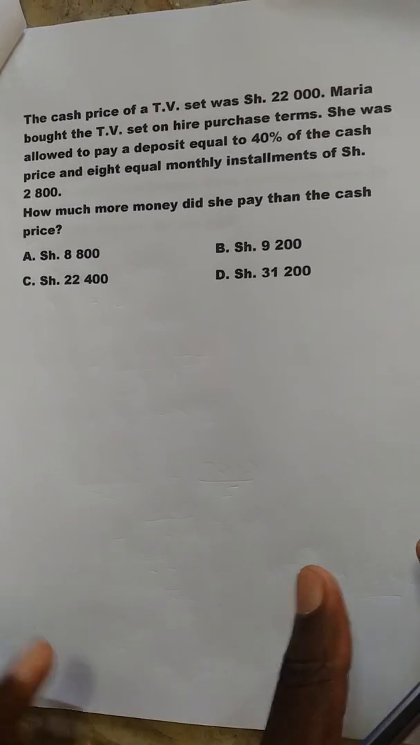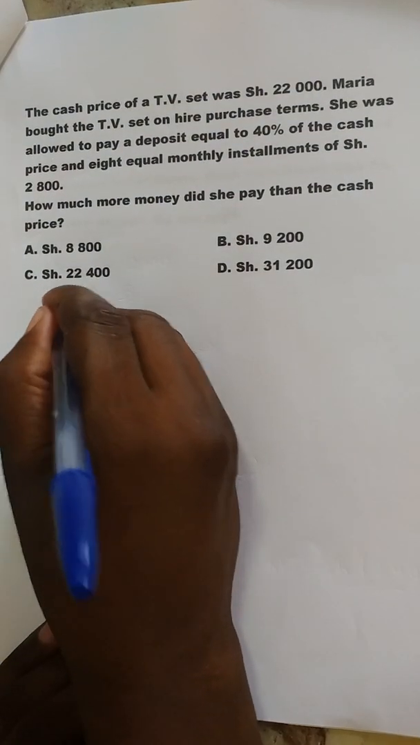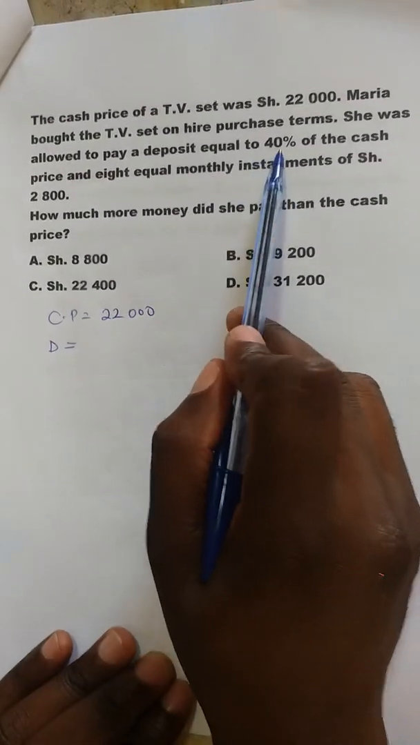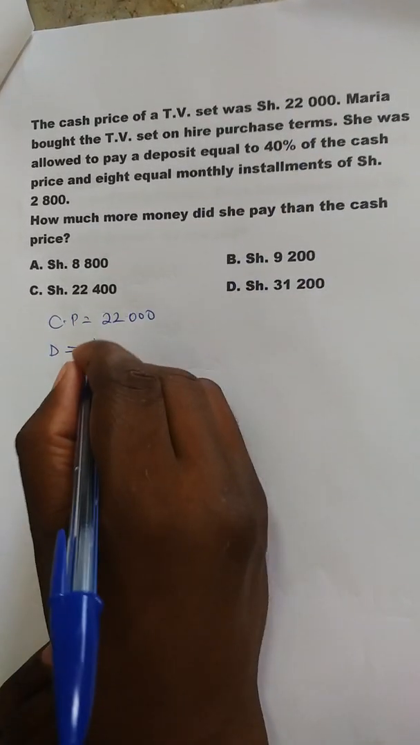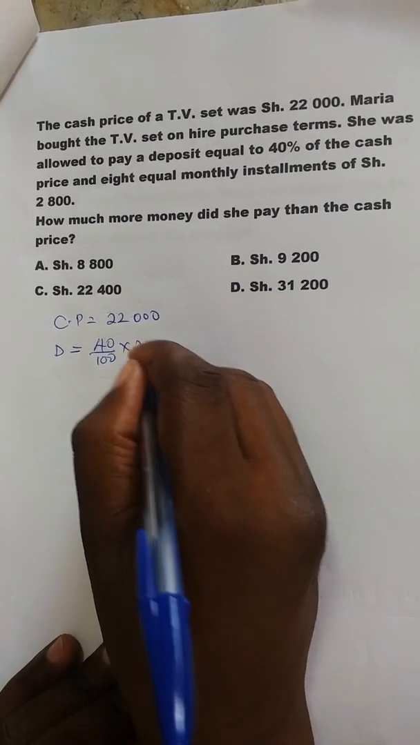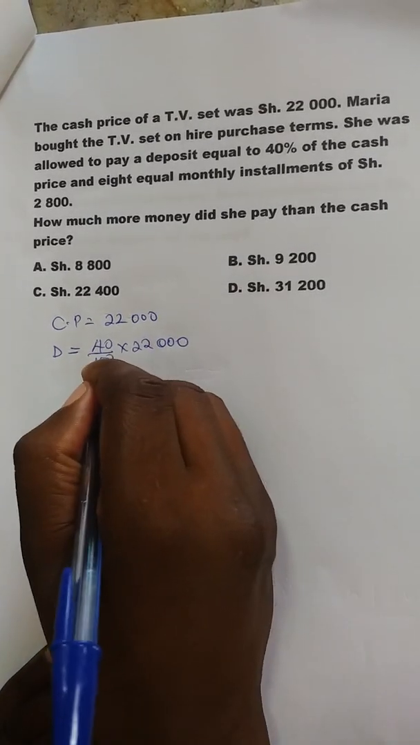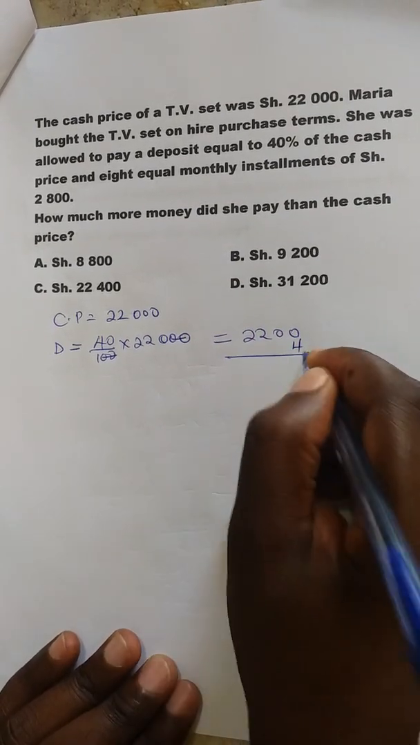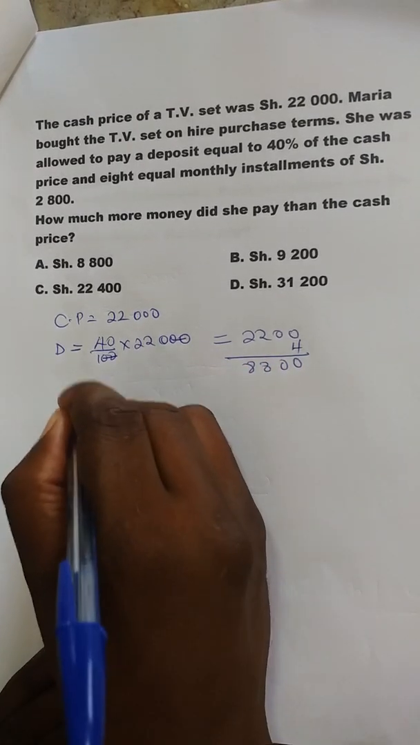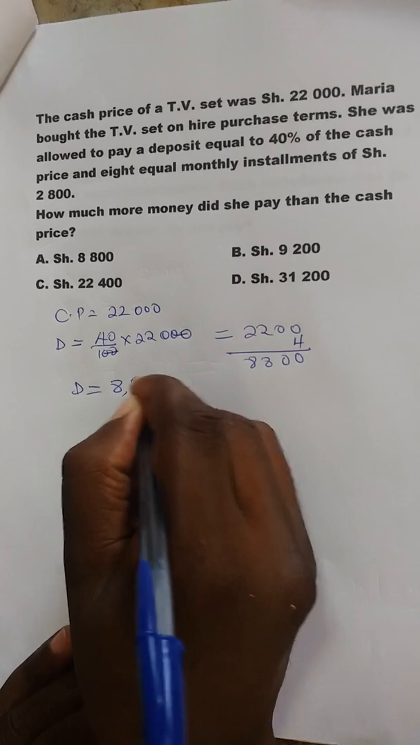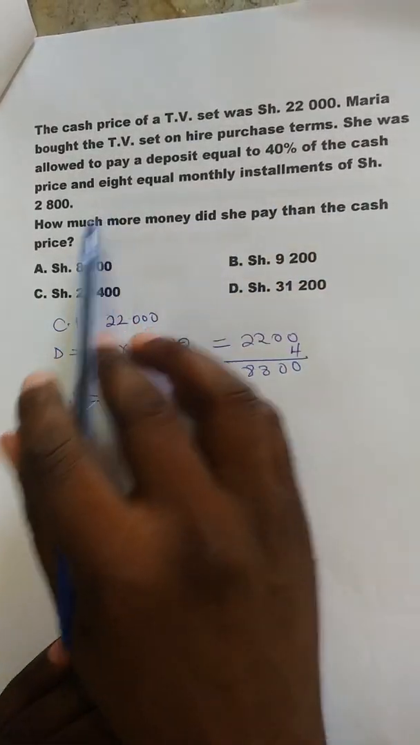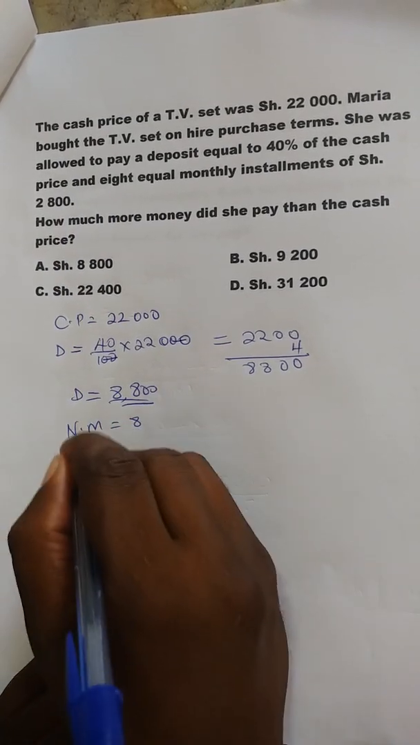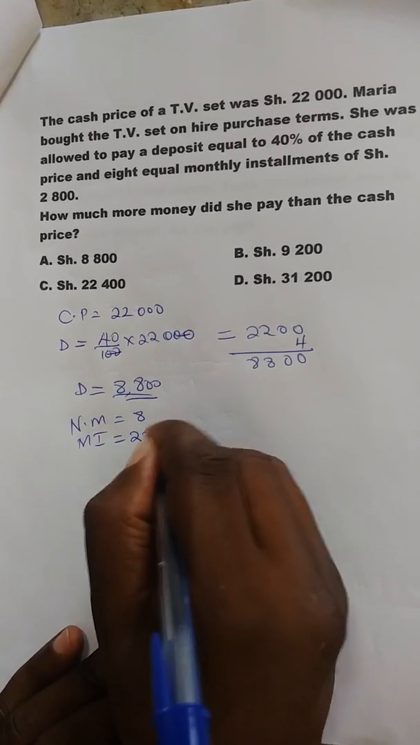So we are comparing the hire purchase price with the cash price. So let us get the cash price. The cash price we are told is 22,000. We are told that the deposit paid is 40% of the cash price. So it will be 40 out of 100 times 22,000. The 2 zeros cancel each other. You are left with 220 times 40. Our deposit is 8,800 shillings. We are told that the remaining balance was paid in 8 months and each monthly installment was 2,800.